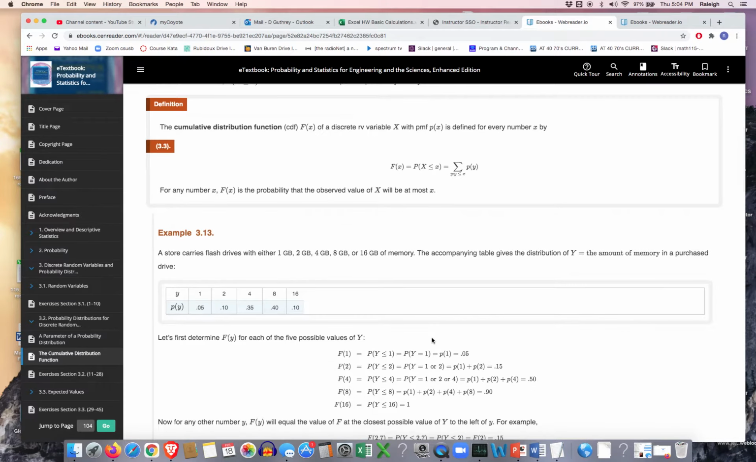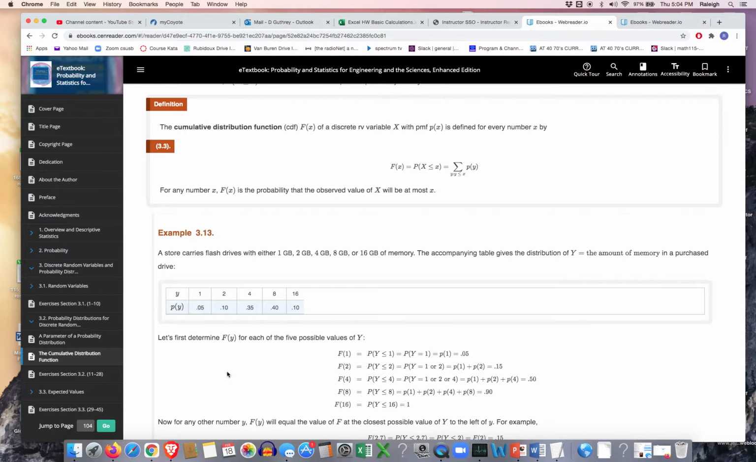Let's work with some of these numbers, basically adding up the columns. These are actually pretty easy. A store carries flash drives with either 1 gigabyte all the way up to 16. So we have the distribution of y equaling the amount of memory in a purchased drive in terms, of course, of gigabytes. And we have the 1, the 2, all the way to 16 with its various probabilities in blue, which they've just now supplied to you.